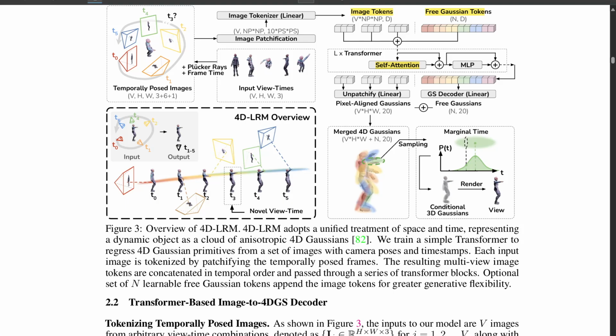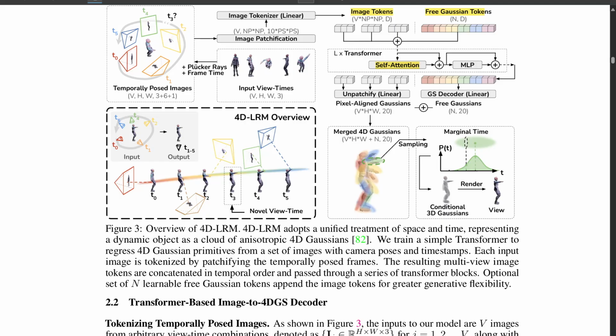That unified treatment sounds like the real breakthrough. It really is. It's moving beyond just thinking of a 3D object moving through time. Right. To considering time as an inherent dimension of the object's representation itself. Precisely. Yeah. It's a pretty fundamental shift in how we conceptualize and model dynamic stuff. Okay, so with that foundation laid, the big question is, how does 4D-LRM actually use this idea to build a dynamic object from messy video inputs?